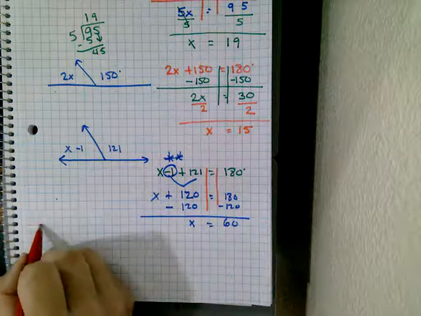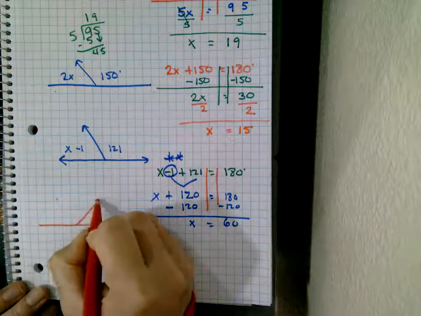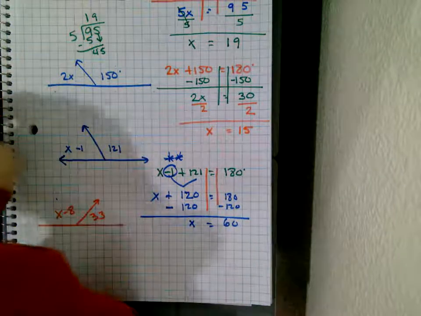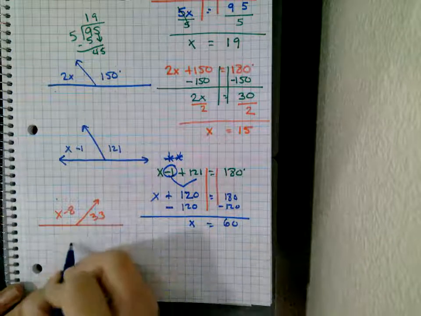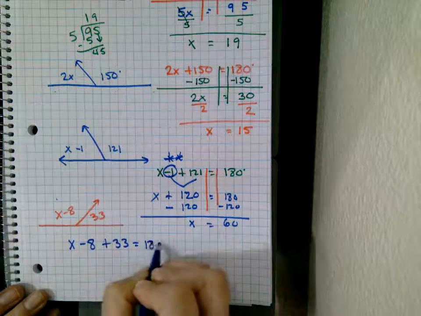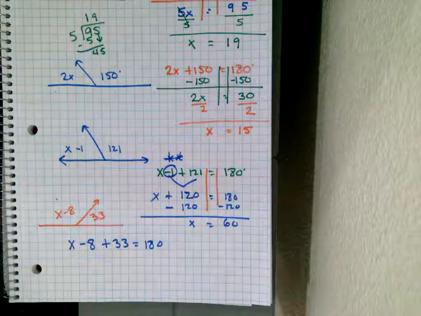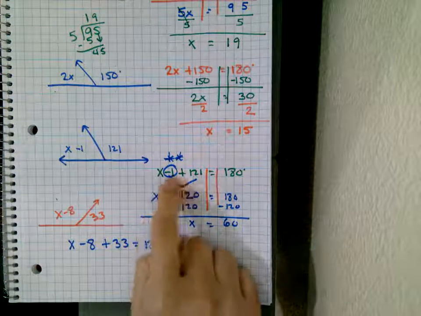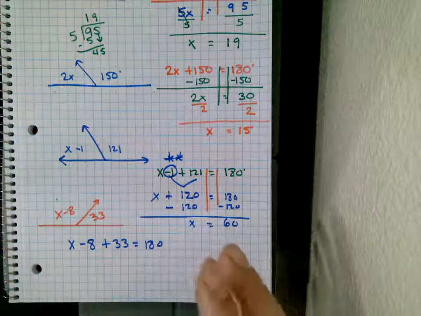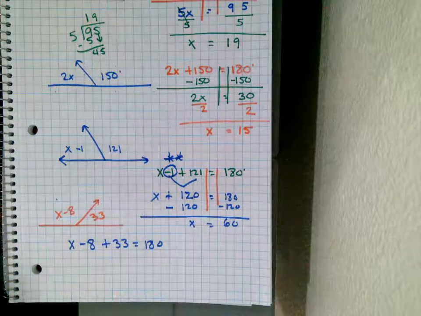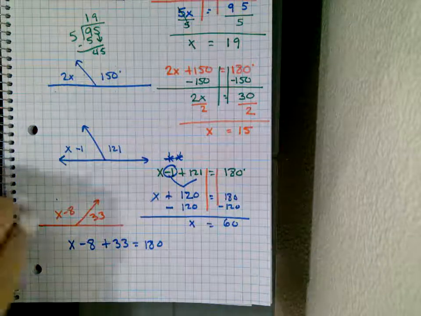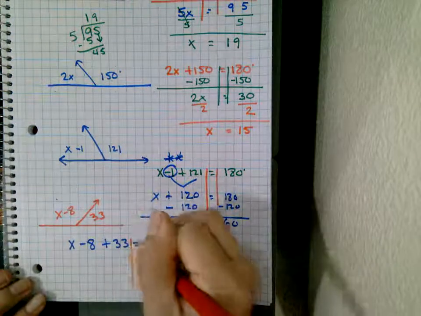Let's do another one. I'm going to sneak it in right here. Very similar to this one. X minus 8 and 33. So we have x minus 8 plus 33 equals 180 degrees. Now, if you don't feel comfortable doing this whole minusing thing, you're just like, Miss, how'd you get 120? I don't get it. Why? And yesterday I made the mistake with the minus 10, or it was a minus 20, and I don't know what I'm doing.